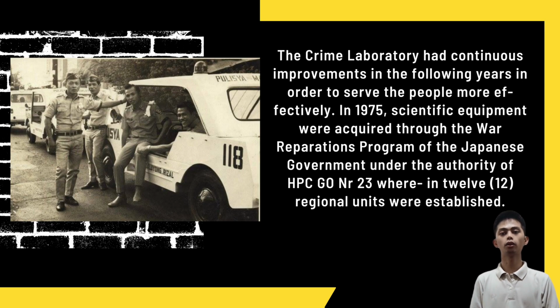The crime laboratory had continuous improvements in the following years in order to serve the people more effectively. In 1975, scientific equipment were acquired through the War Reparations Program of the Japanese government under the authority of HPC GO NR23, wherein 12 regional units were established.